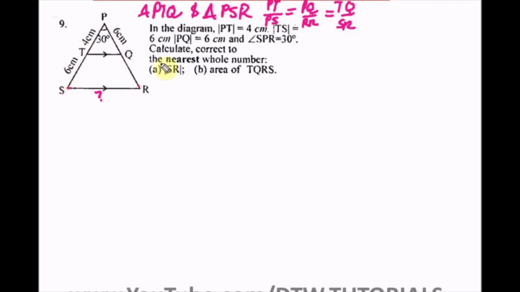Okay, next thing is we're looking for SR. So to get SR, we have to get TQ. Since here you can see we have a relationship between TQ and SR. All right, and we already know PT, which is this, and also PS. PS is the addition of 6 and 4, which is 10 centimeters. So we just need to find TQ. So we equate PT over PS to TQ over SR, so we can get our SR.